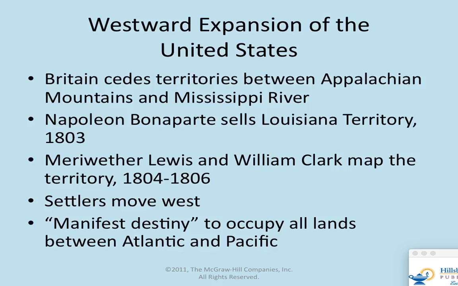Okay, so westward expansion. Britain is going to give up everything west of the Appalachian Mountains. Napoleon is going to sell the Louisiana Purchase. Who is the president during the purchase? Who is the president? Dean? Thomas Jefferson. Everyone wasn't sure if it was within his rights as president to do it. He said, screw it, I'm doing it. And he did it. Then he sent Lewis and Clark out there, and who did they find?